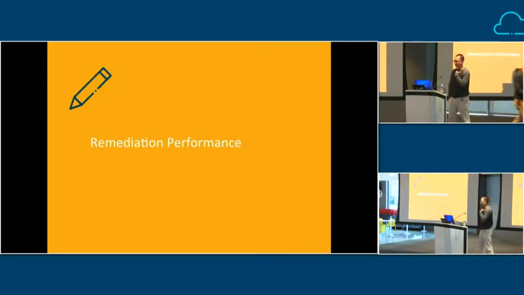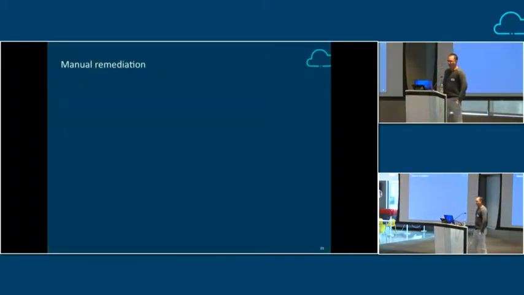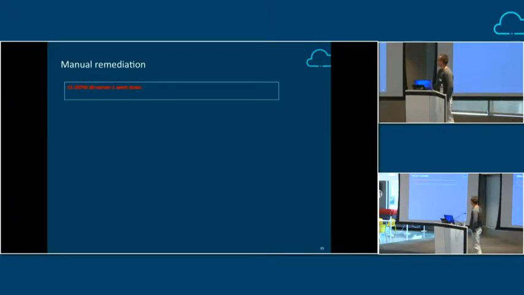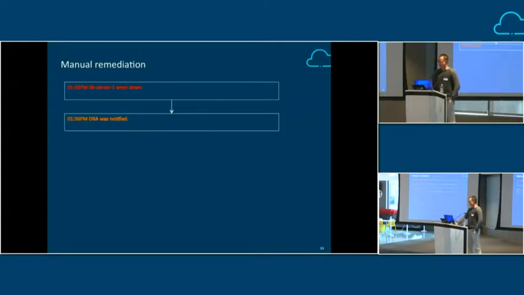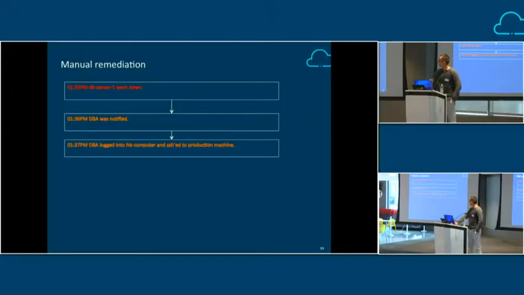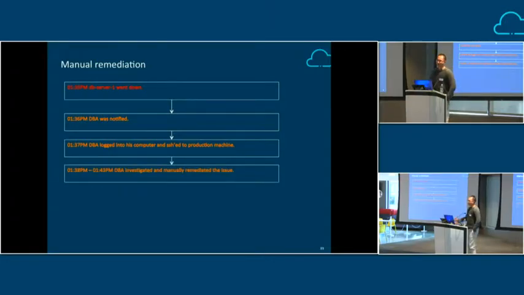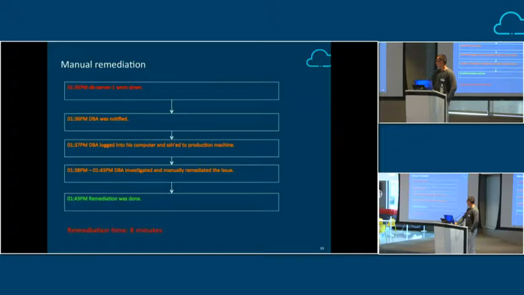Hello, everyone. So now let's take a look at how Spatula improves the database failover performance. Before Spatula came into being, remediation was performed by the DBAs. In this live example, at 1:35 p.m., DB server 1 went down, and a notification was sent to the DBA right away. After another 1 minute, the DBA sits in front of his computer, logged in, and then SSH'd to the production machine. And it takes the DBA 5 minutes to investigate and also finish the manual remediation. So altogether, it takes the DBA 8 minutes to wrap up the whole manual remediation process.